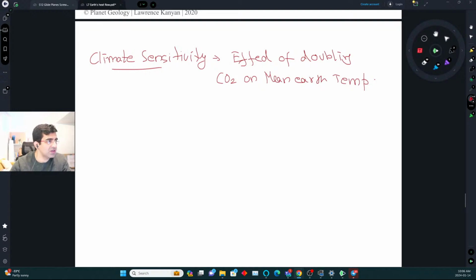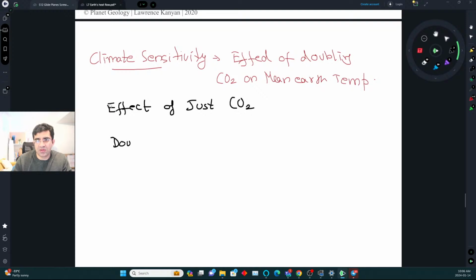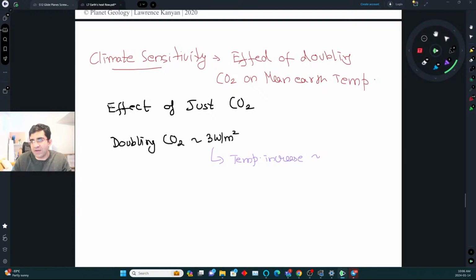So just for CO2, if we consider the effect of just CO2, doubling CO2 will produce roughly 3 watt per meter square of additional radiation absorption, which will produce a temperature increase of roughly 1 degree Celsius. Okay, it is not a huge temperature increase.